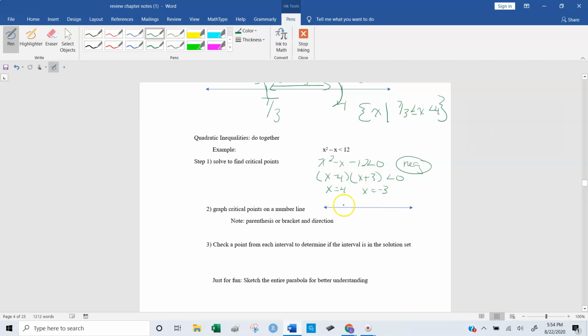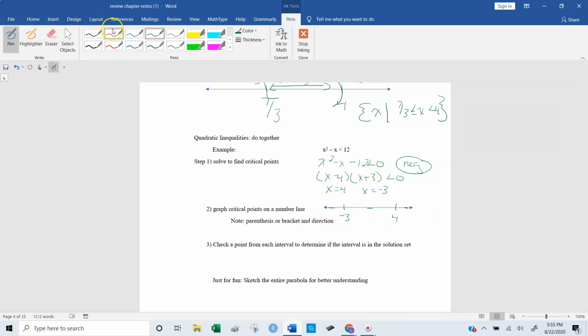So on my number line, I'm going to have negative 3 and I'm going to have 4. I want to know these in-between parts here, if those are true or false. So where does my graph go? When you're looking at this, I know I want it to be negative. I have 2 things to multiply, so one of them has to be negative, or it's going to be a positive answer. So let's pick some numbers in between here and see if we can figure this out.